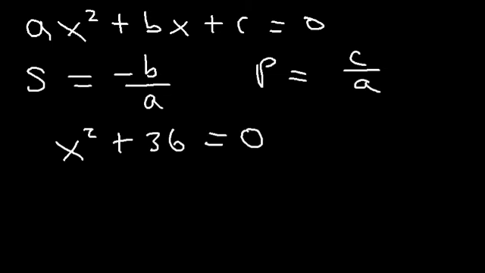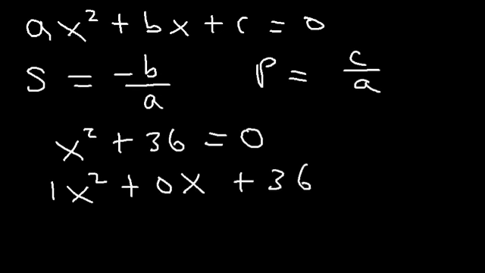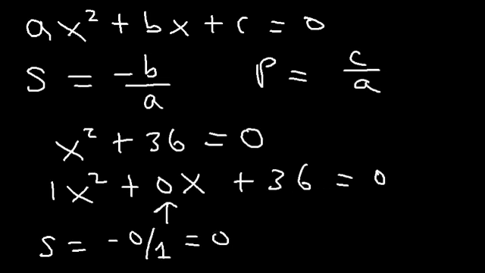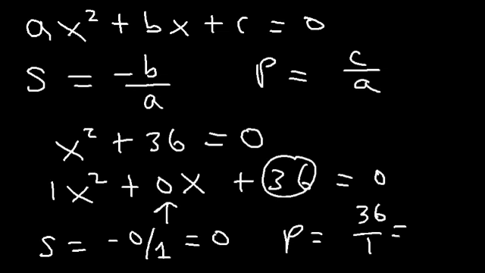So this is 1x squared plus 0x plus 36, which is equivalent to x squared plus 36. So we can see that b is 0. So the sum is going to be -0 divided by a, where a is 1. So the sum is 0. The product is going to be c over a. C is 36, so it's 36 over 1, which is 36. Now let's prove it.